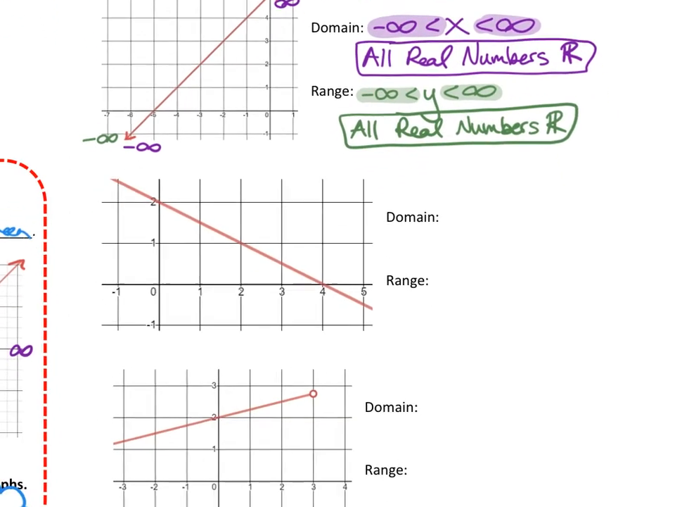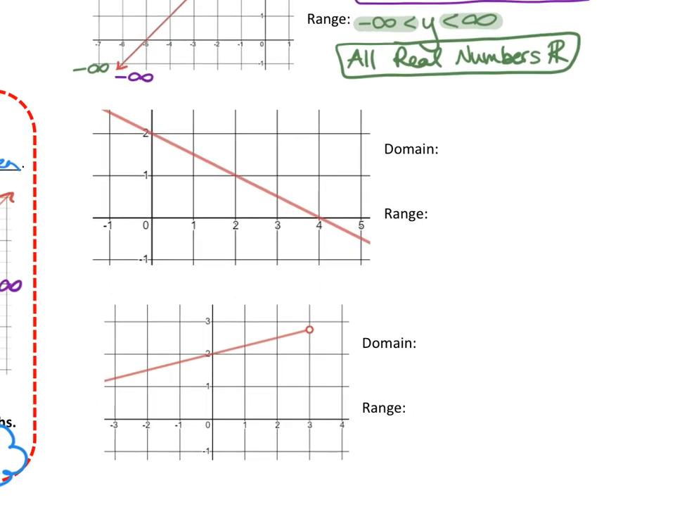You guys are going to try this next one on your own. Just this one right here. Stop the video and give it a shot. Does this graph have any endpoints? None that I can see, so let's start our process.